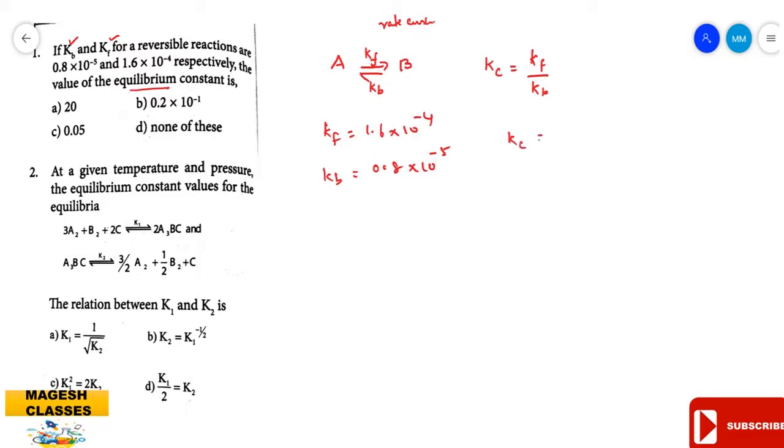So by substituting this value, what do you get? 1.6 into 10 to the power of minus 4 divided by 0.8 into 10 to the power of minus 5. By cancelling, you get 1.6 into 10 to the power of 1 divided by 0.8. So this will give 2 into 10 power 1, which is equal to 20. So our answer is A.